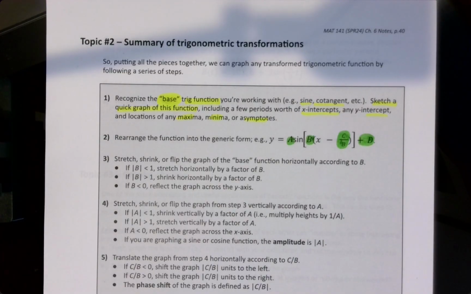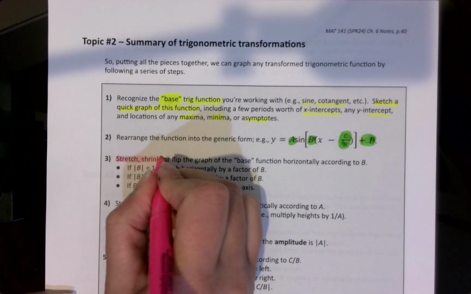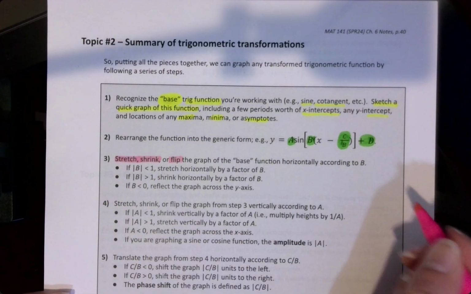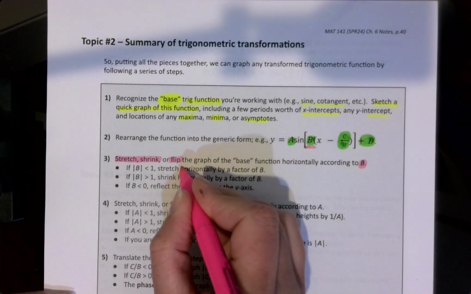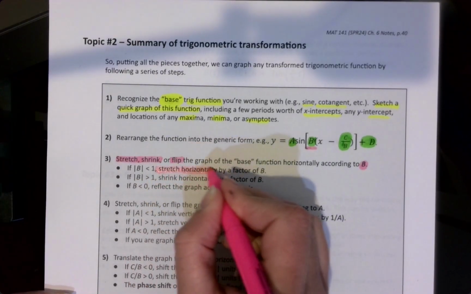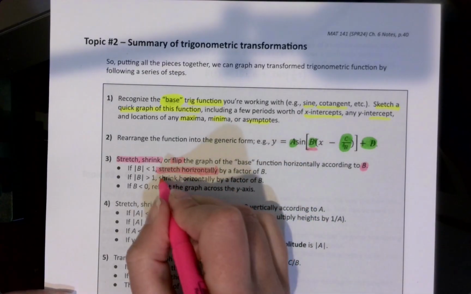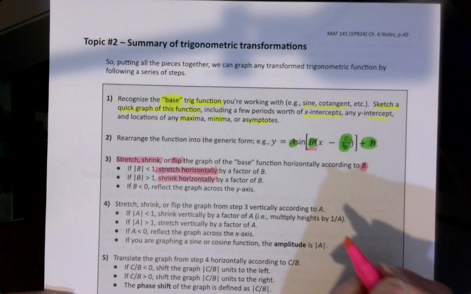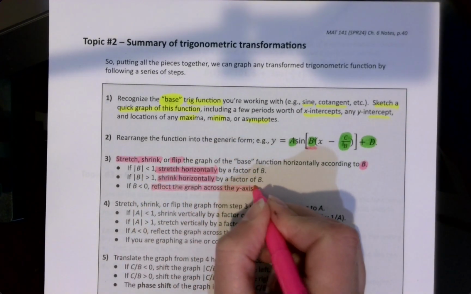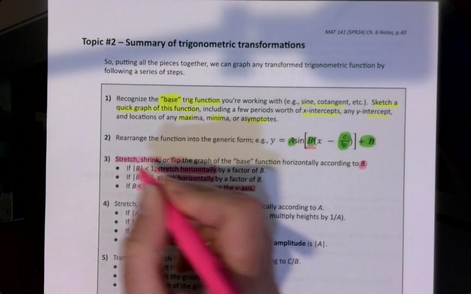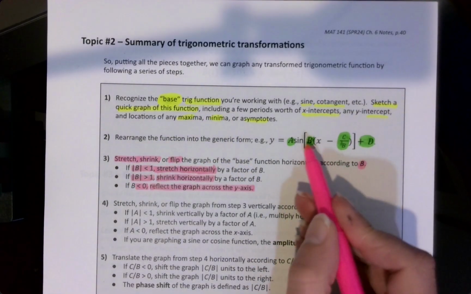Okay, next, we are going to stretch, shrink, or flip according to B. So we work from the inside out. We're going to do our horizontal stretches if that B value is small. We're going to do our horizontal shrinks if that B value is larger than 1. And we're going to reflect across the y-axis if that B value is negative. So we work from the inside out. We'll work on our B.